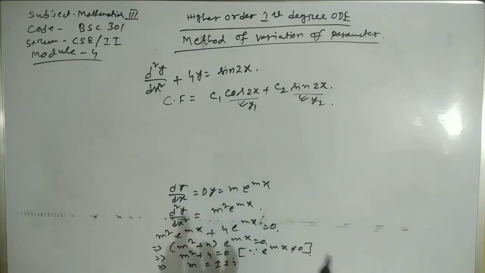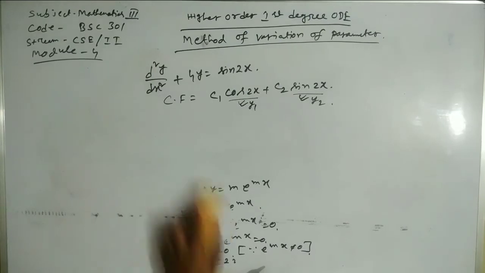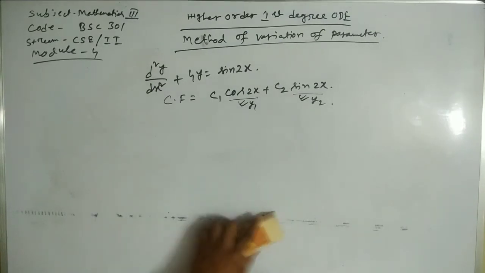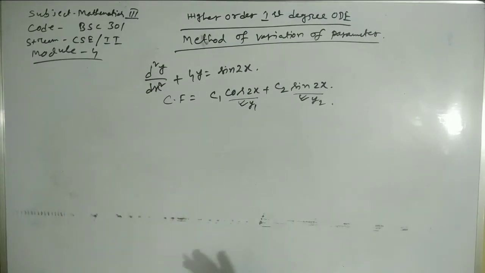They are functions of x. In every complementary function we will get two functions, not necessarily these two functions; in different sums this will be different. So now the main part, we are learning this chapter, the method of variation of parameter.